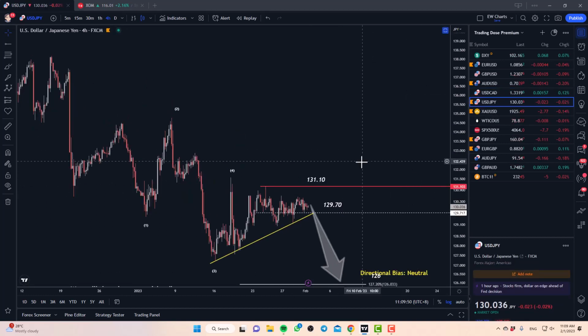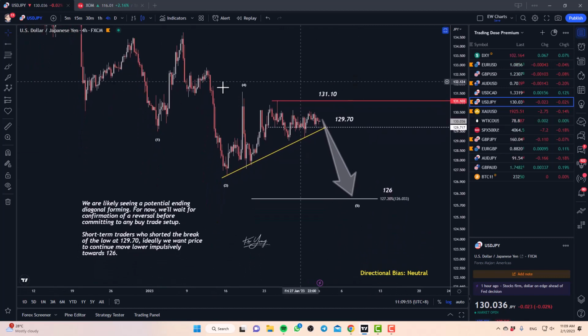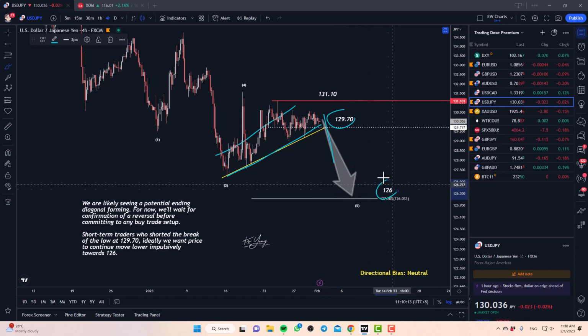Dollar yen, we might get a potential nice setup going into FOMC as well. Okay, right now we're seeing this corrective structure. We have this little trend line over here. If you can get an impulsive break in line of the release of the statement and the interest rate, especially below 129.70, I think that will be a very decent trade with a target at 126 and of course a protective stop just above 131.10.